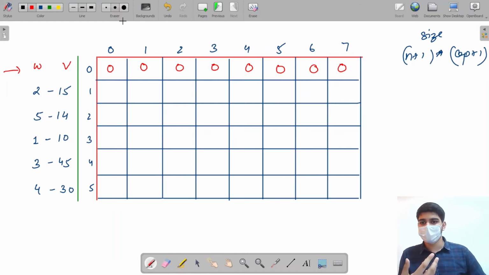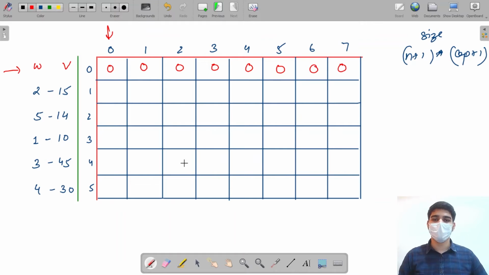Now, if we observe the very first column, it says: what can be the maximum value when the capacity is 0, right? If the capacity is 0, can I fill anything in the bag? If my bag cannot withstand anything, that means its capacity is 0. Can I fill anything in the bag? No, I cannot. That means the first column itself would also be filled with zeros throughout, right?